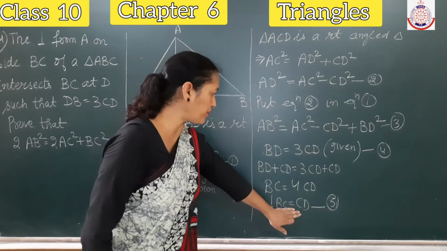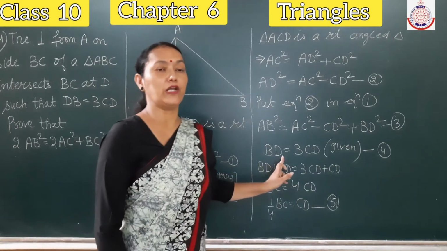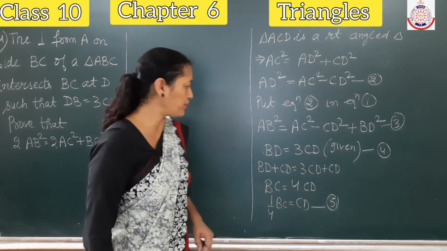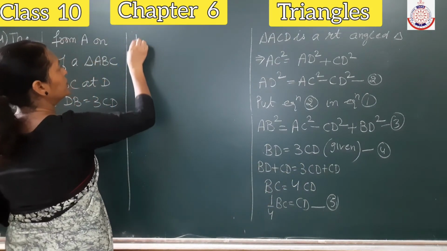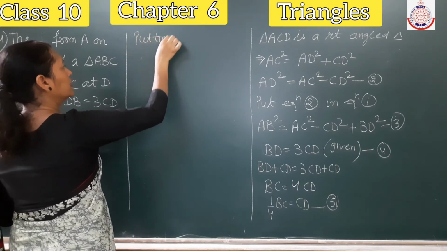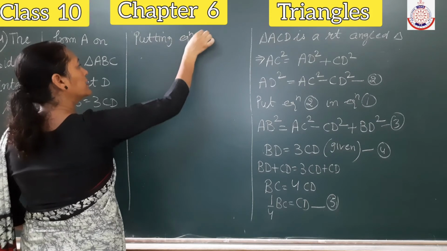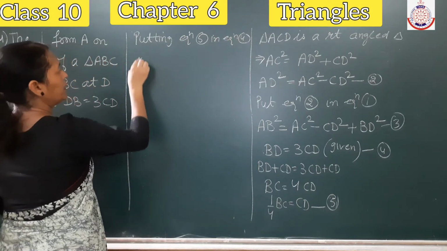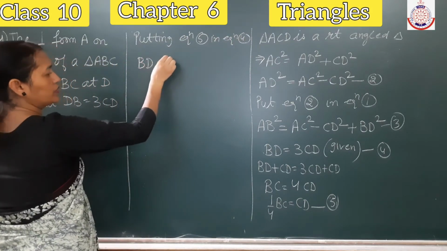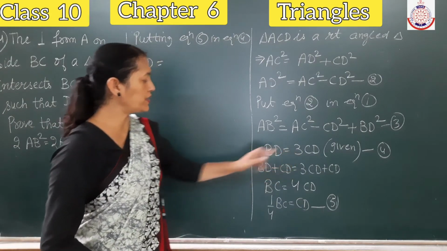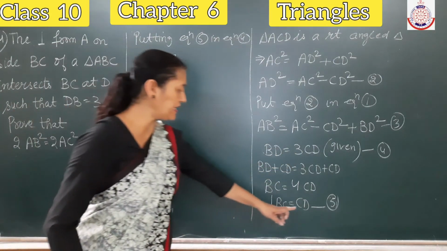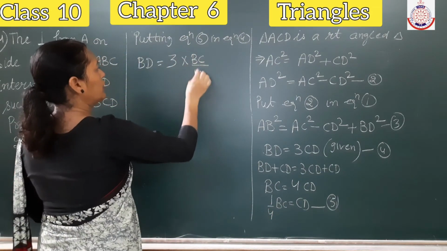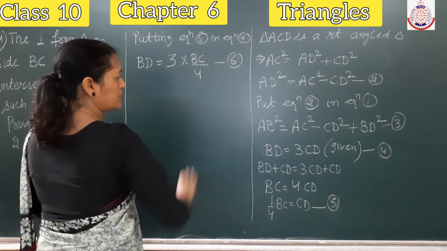Now if we use equation number 5 in equation number 4, we will be getting the value of BD in terms of BC. Putting equation number 5 in equation number 4, we will be having BD equals to 3, and in place of CD we will be writing BC upon 4. So let it be the 6th equation.